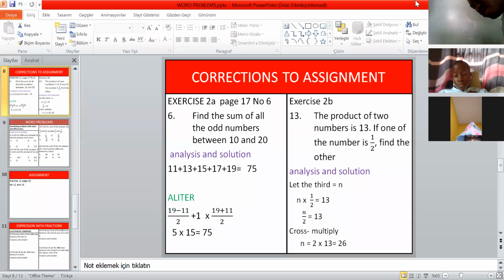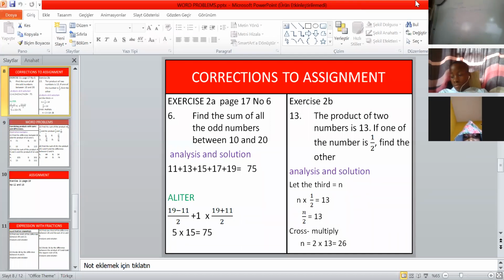Yes, let's compare answers. Rolling your answers. That's the answer to the assignment given to you. So let's look at the other one, the number 2 question. The product of 2 numbers is 13. If one of the numbers is half, find the other. So we are looking at number 13 now from your New General Mathematics.